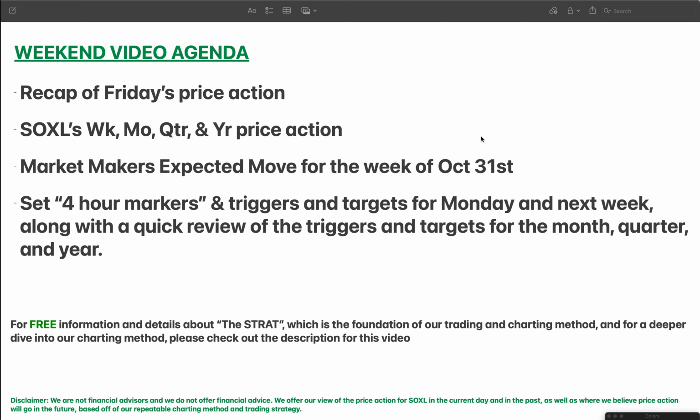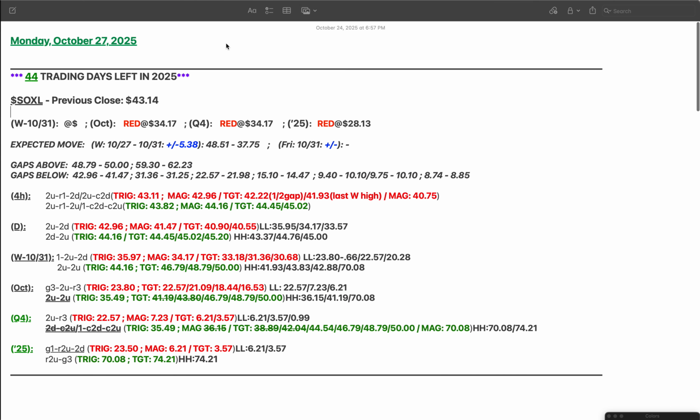So if we go over to our notes, these are for Monday, October 27th. Again, 44 trading days left in the year on Monday. Close price on Friday was 43.14. We don't know what the week flip is yet because it's not open, but we know where the month, the quarter, and the year would flip red at these prices.